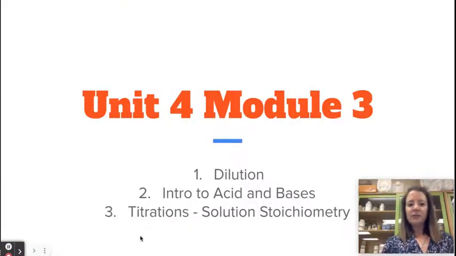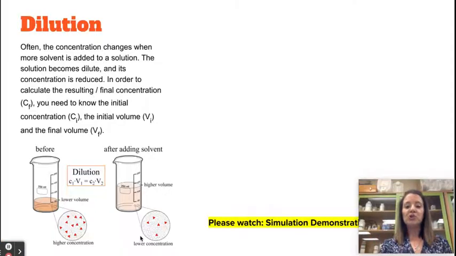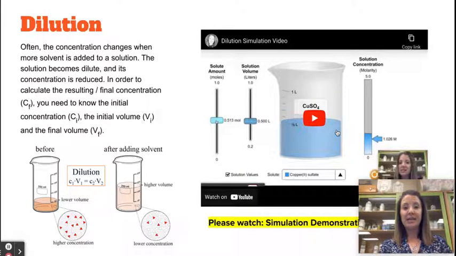Hey everyone, this week we are into Unit 4, Module 3, and we are finishing up with concentration by looking at a concept called dilution. And then we are going to revisit some acid-base chemistry that you would have done in grade 10, but we're going to build on that learning a little bit. So with dilution, I take you through a simulation that I'd like you to watch.